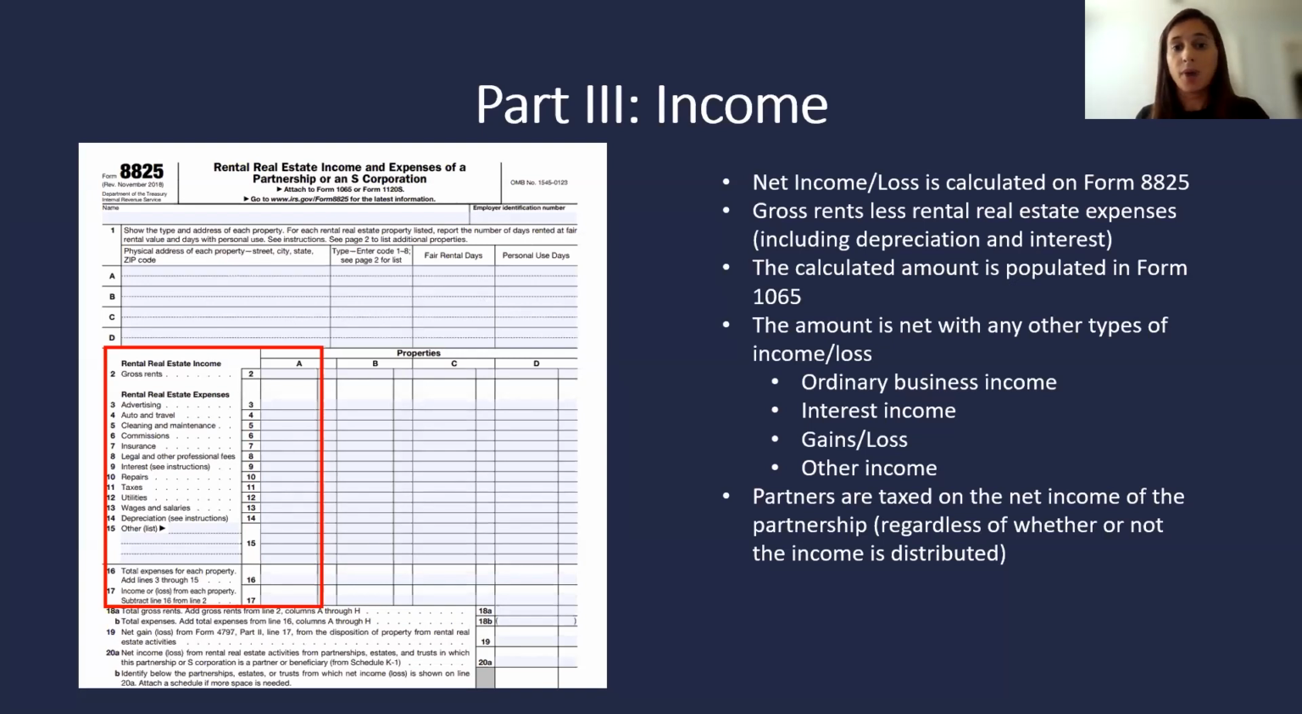We then populate that amount in our Form 1065, and then that amount would be net against any other types of income or loss that we see coming through. Typically, you might see interest income. That is then pushed down to all of the partners. So the partners are taxed on the net income of the partnership regardless of whether or not that income was actually distributed to you.